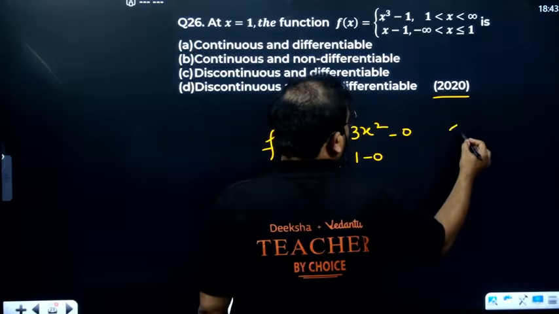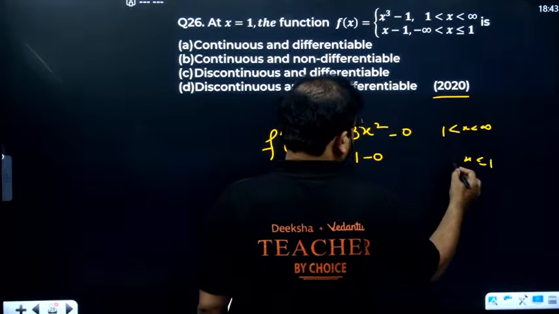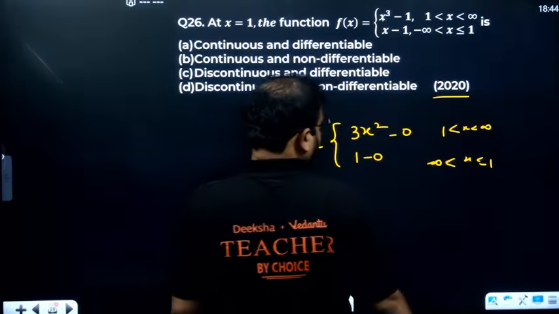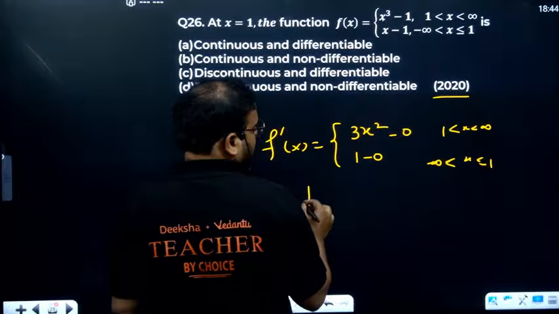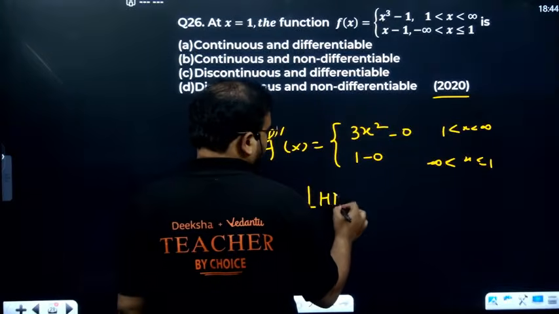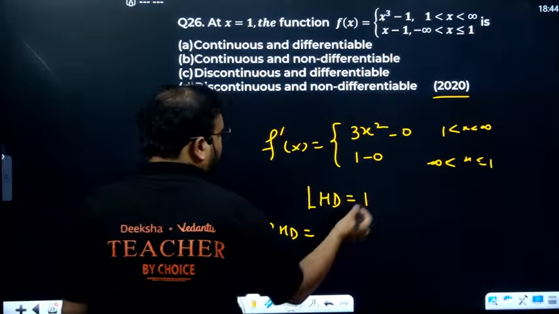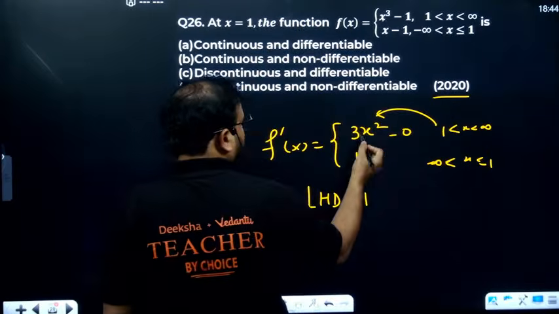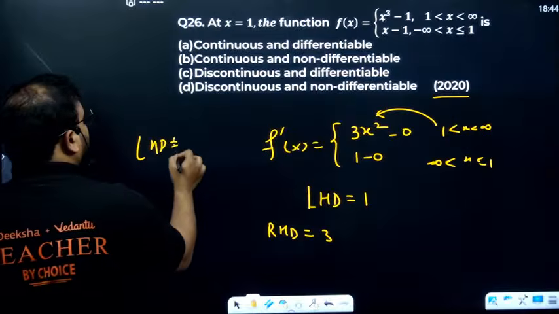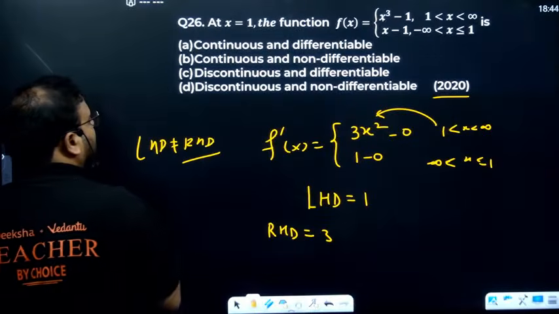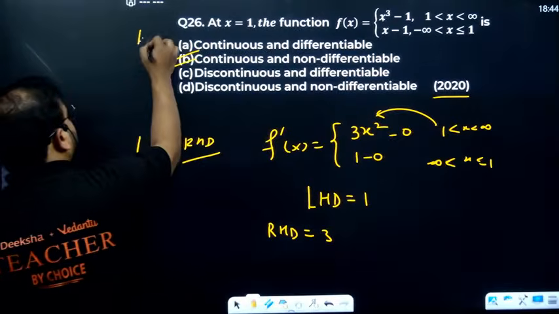Branching is what? As it is. Check. So if you put one value here, your LHD actually is coming as 1, and your RHD, you can put 1 over here, it will become 3. So your left hand derivative is not equal to right hand derivative, which means what? Non-differentiable. So continuous, yes, but non-differentiable.